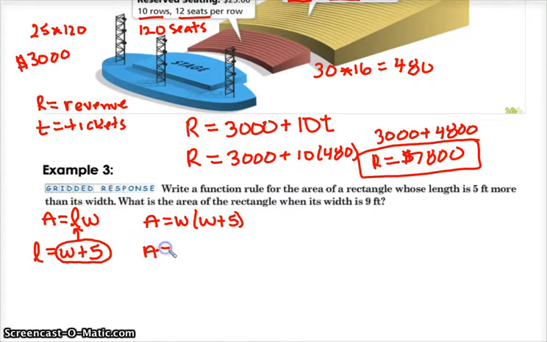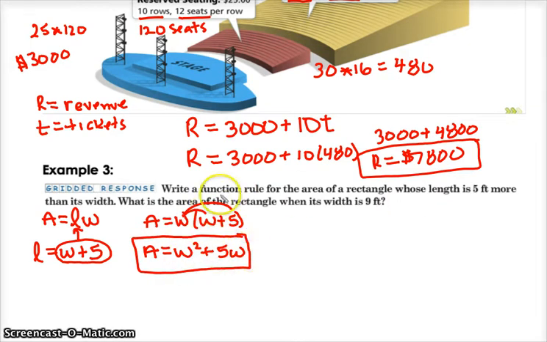And when I simplify, I have to distribute that W. So W times W is W squared, and then W times 5 is 5W. So the function rule for the area of that rectangle is the area equals W squared plus 5W.